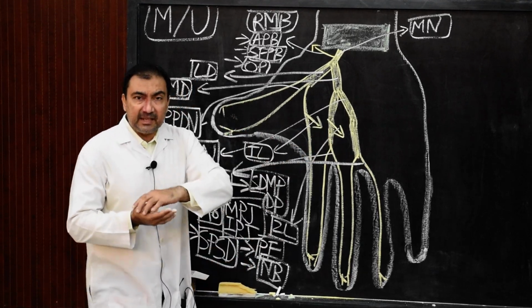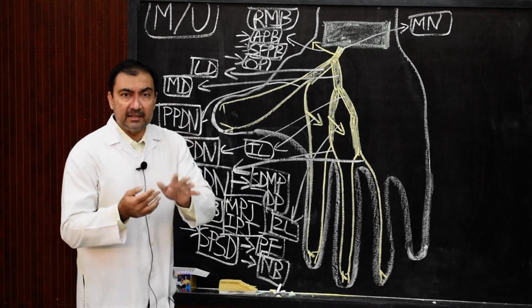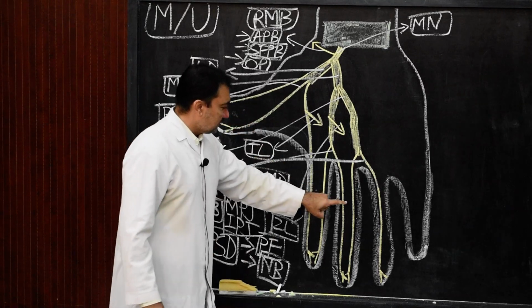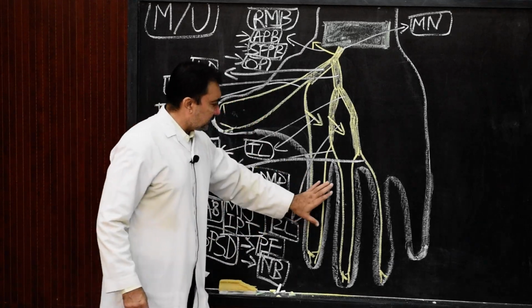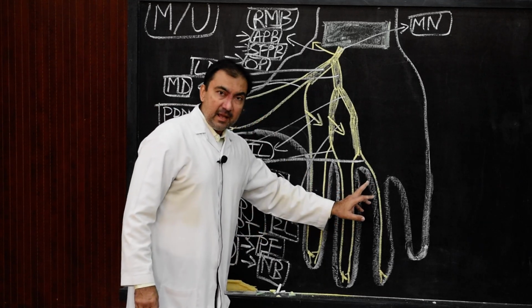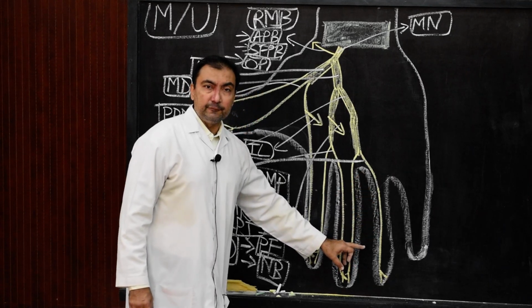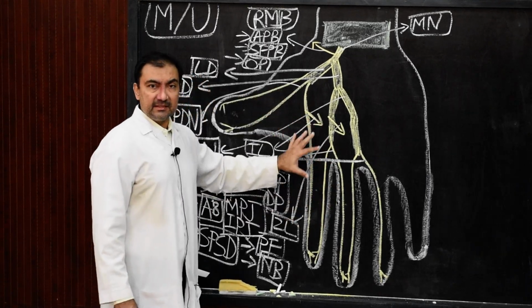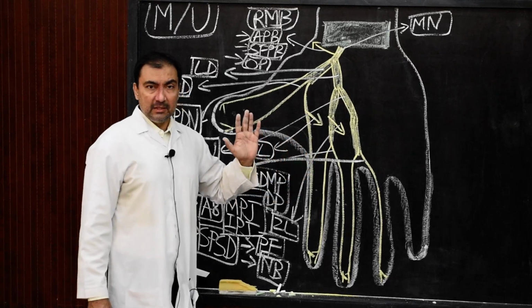And it will supply the skin of the palm of the hand of lateral 3.5 digits. Lateral 3.5 digits, 1, 2, 3 and half. That means the skin of the palm of the thumb, index finger, middle finger, and the lateral half of the ring finger. That is the palmar aspect of these digits. It will give sensory supply to lateral 3.5 digits, median nerve.